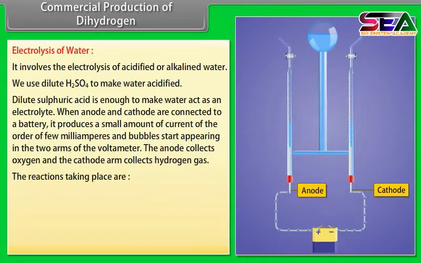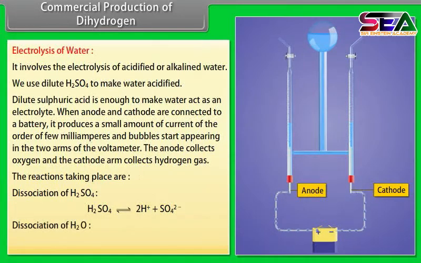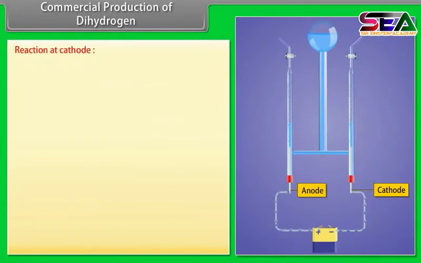The reactions taking place are: dissociation of H2SO4. H2SO4 gives 2H plus and SO4 2 minus. Dissociation of H2O. H2O gives H plus and OH minus. Reaction at cathode. H plus plus electron gives H. H plus H gives H2.